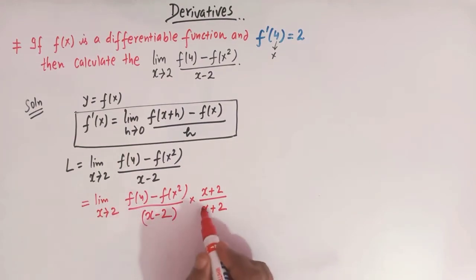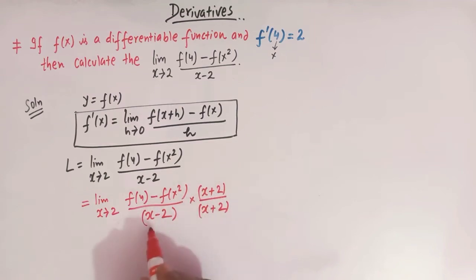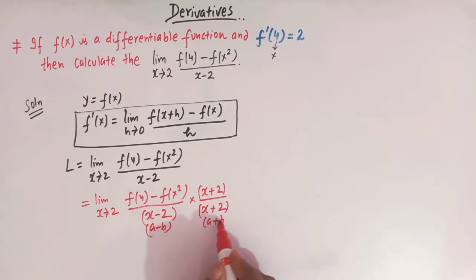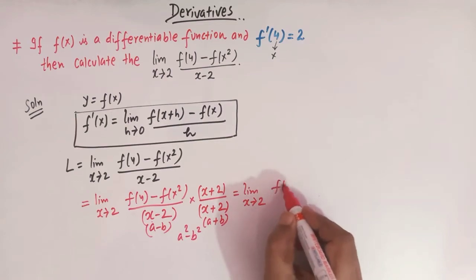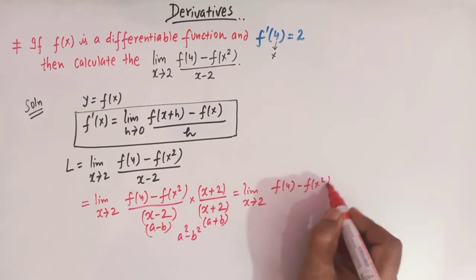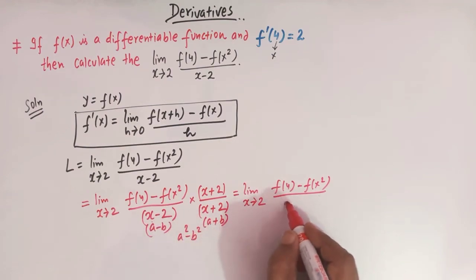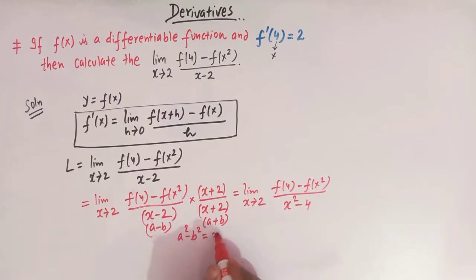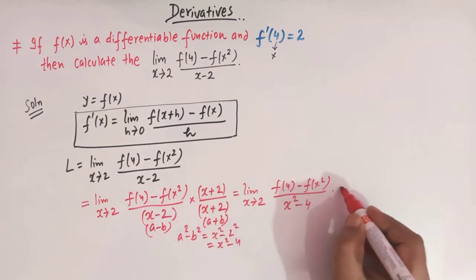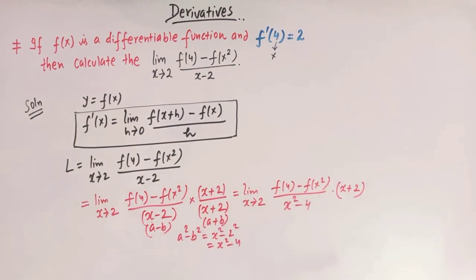Now see, we have two factors here, x minus 2 and x plus 2. So this is a minus b and this is a plus b, giving a square minus b square. Now this limit can be written as limit x tends to 2 of f of 4 minus f of x square, and in the denominator we have x square minus 4, because here we have x square minus 2 square, and 2 square is 4. And here we have the term x plus 2.